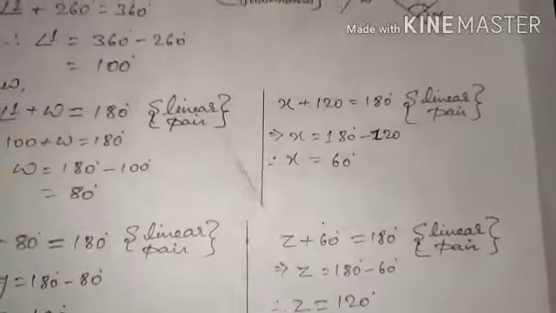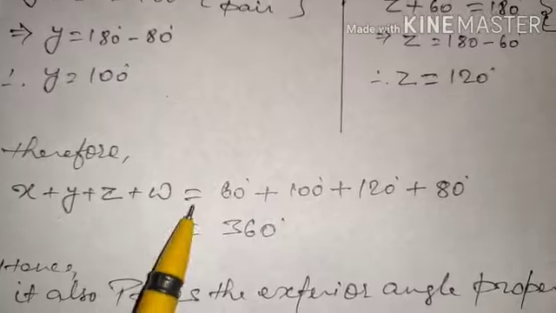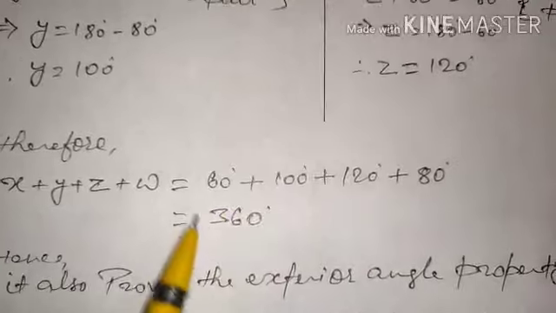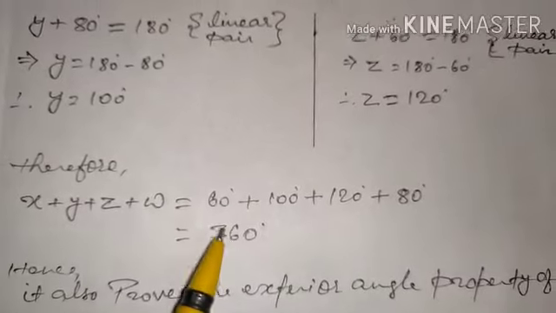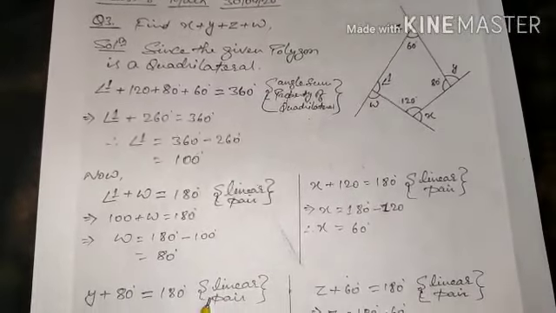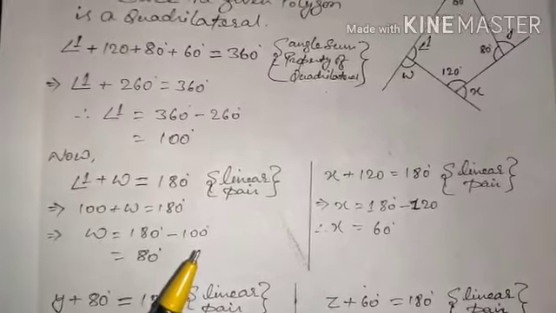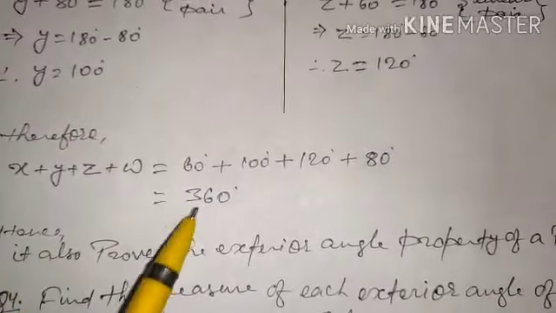Now we have the values of all w, x, y, z. Now we simply have to calculate this. Simply add all the things and we get x plus y plus z plus w as 60 plus 100 plus 120 plus 80. When we add all, we get 360 degrees. So we calculated it algebraically, analytically and geometrically, using the properties of geometrical shapes. And at last we have shown the exterior angle property.